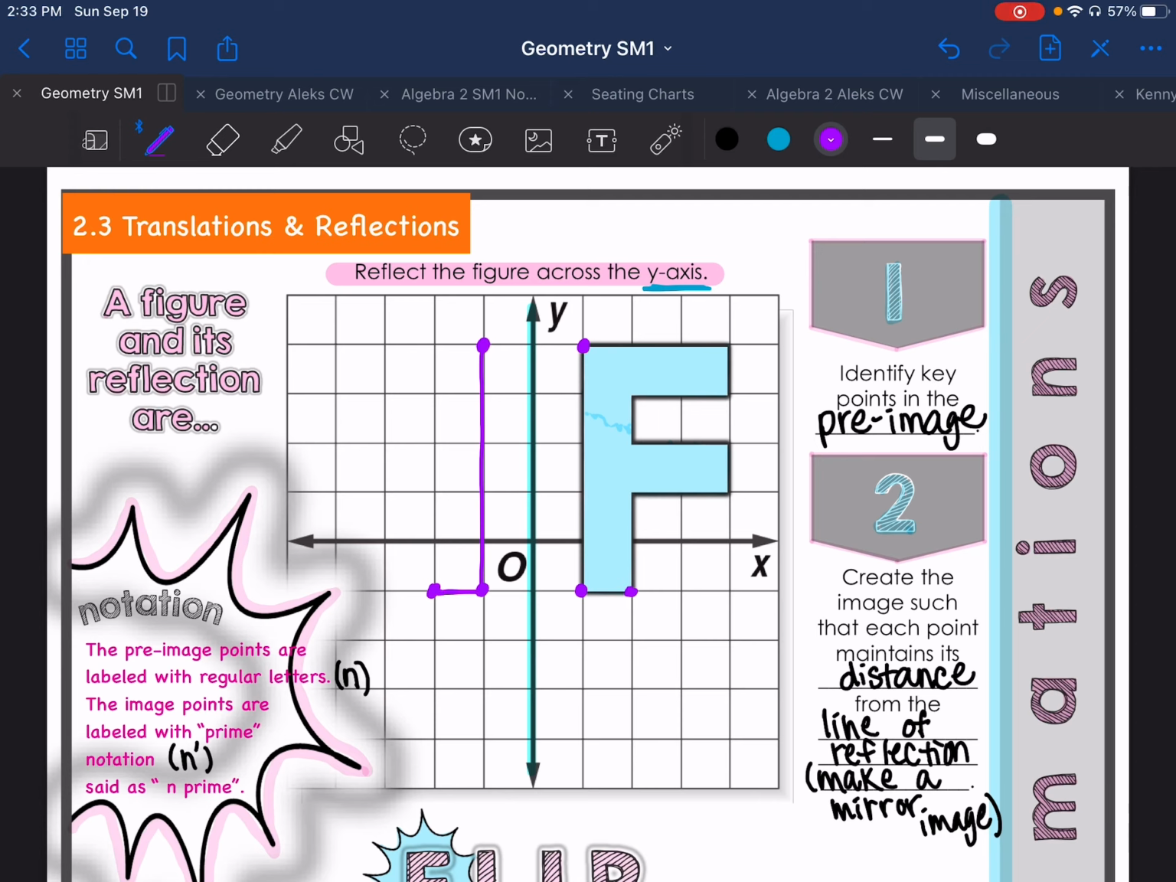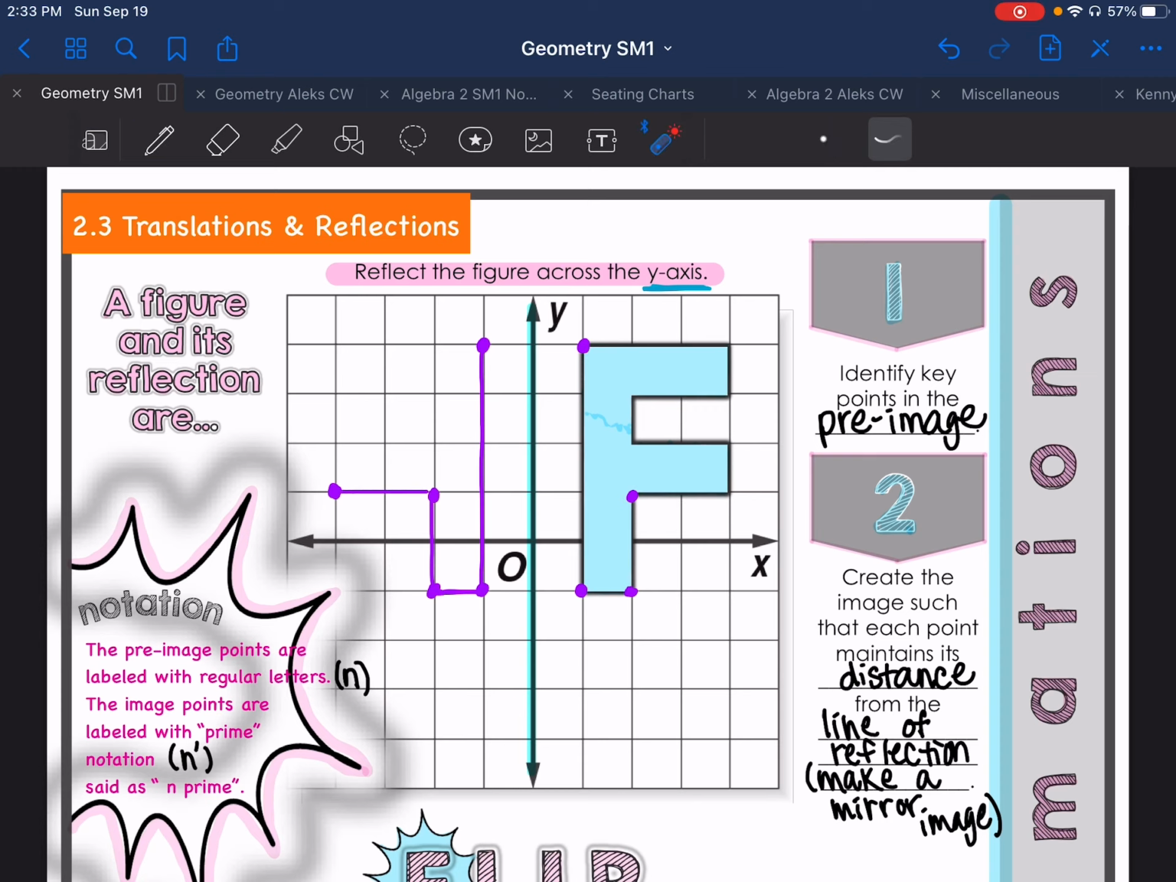From there, let me grab my laser. From here, I'm going to count up to this point. Well, it's 1, 2. So I'm going to go 1, 2, and I'm going to put a new point. There we go. And I'm going to connect them together because those two are connected. Now I can simply count to this point, 1, 2. There's my next image point. Connect them together. There we go.